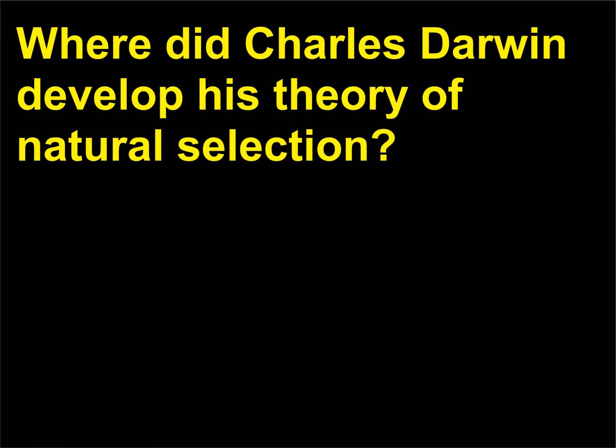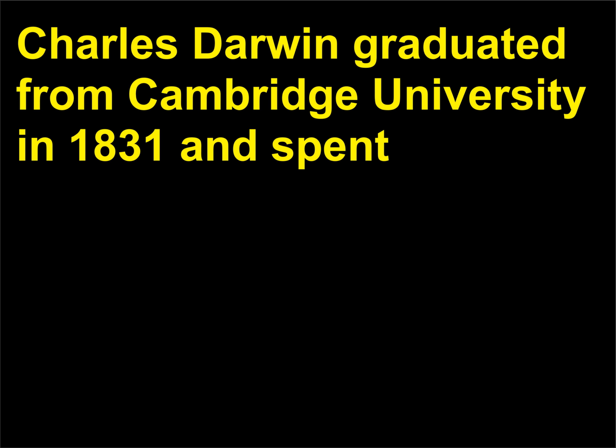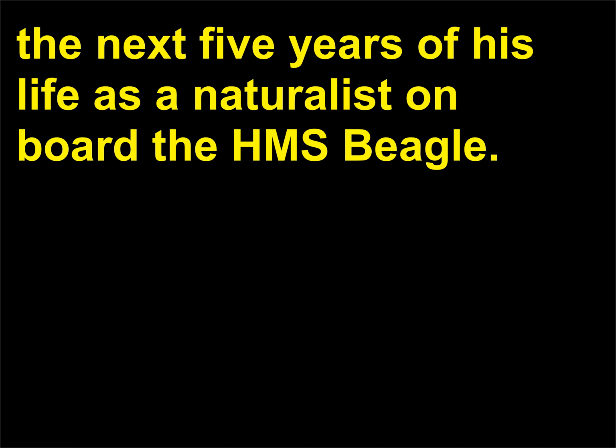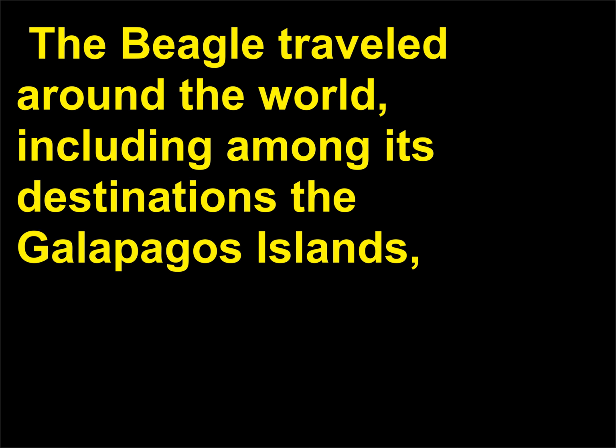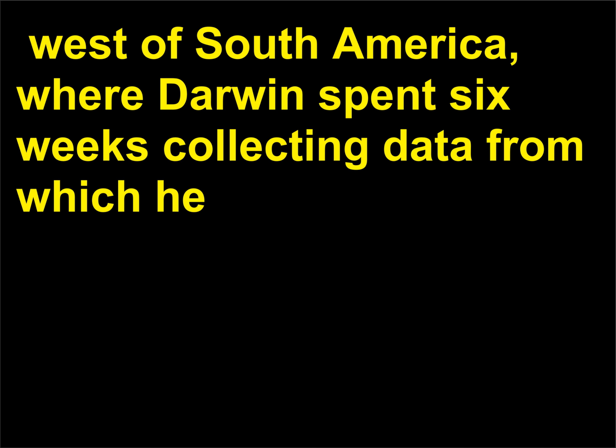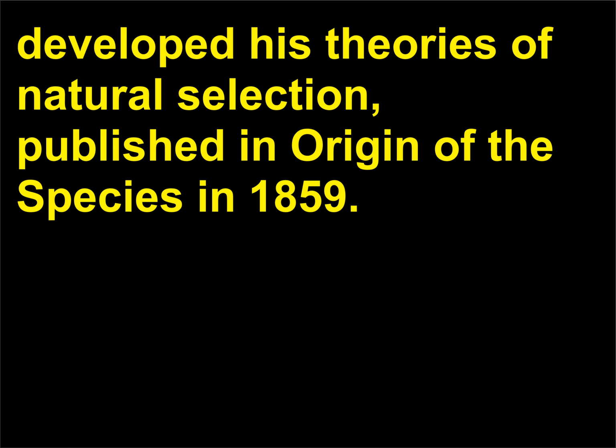Where did Charles Darwin develop his theory of natural selection? Charles Darwin graduated from Cambridge University in 1831 and spent the next 5 years of his life as a naturalist on board the HMS Beagle. The Beagle traveled around the world, including among its destinations the Galapagos Islands, west of South America, where Darwin spent 6 weeks collecting data from which he developed his theory of natural selection, published in Origin of Species in 1859.